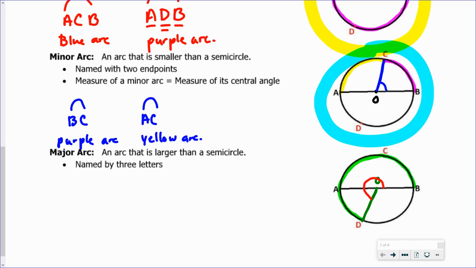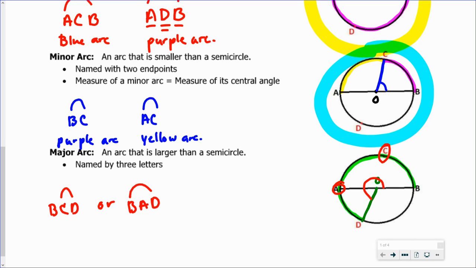Now, the way that we're going to name major arcs is actually the exact same way that we name semicircles. So we're going to use that 3-letter notation. Again, the endpoints will appear on the ends. So in this case, B and D are the endpoints. Now we just need to pick a point that's on the arc between points B and D. In this case, we actually have two choices. We have C that we could use, or we could have A. So BCD would be an appropriate name for the arc that's highlighted in green, or BAD would work as well.